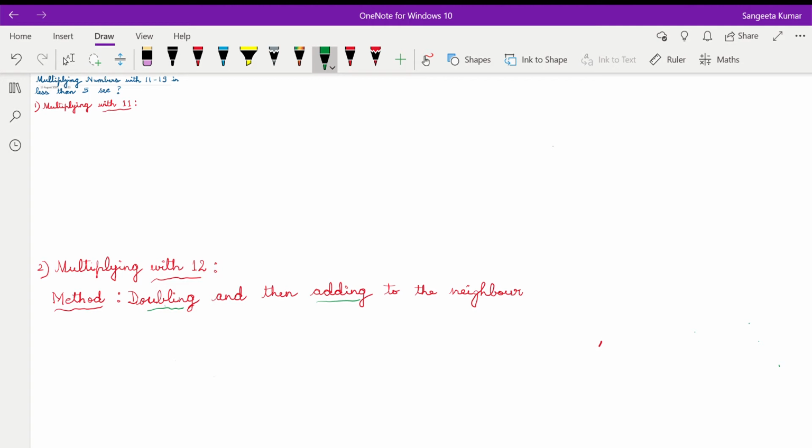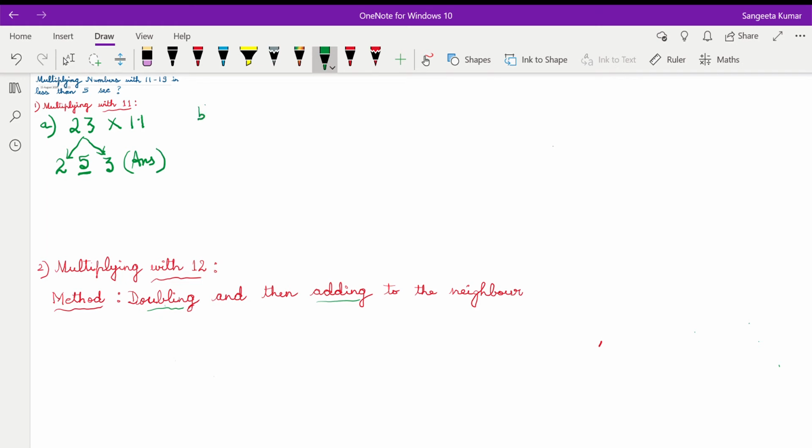So here I take an example. 23 is to be multiplied with 11. All you have to do is split the number. We split 23 as 2 here and 3 here. In between we need a digit, and this digit we get by adding 2 plus 3, that is 5, and our answer is 253.